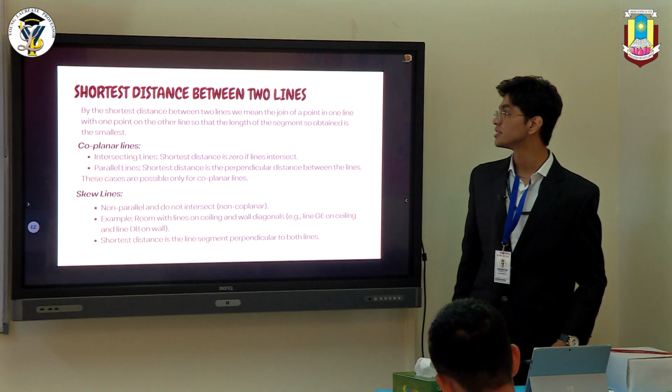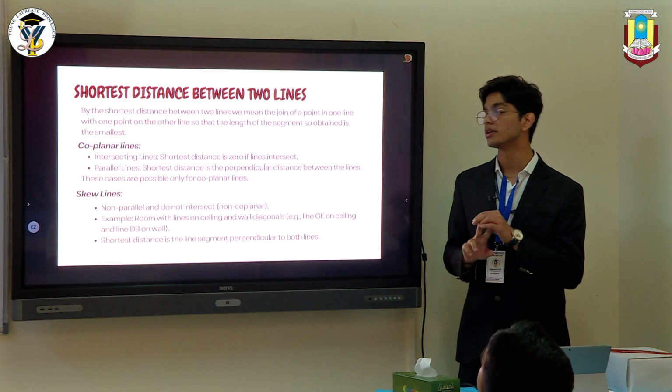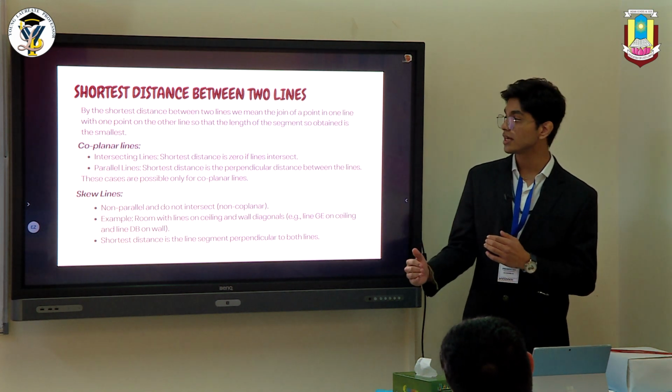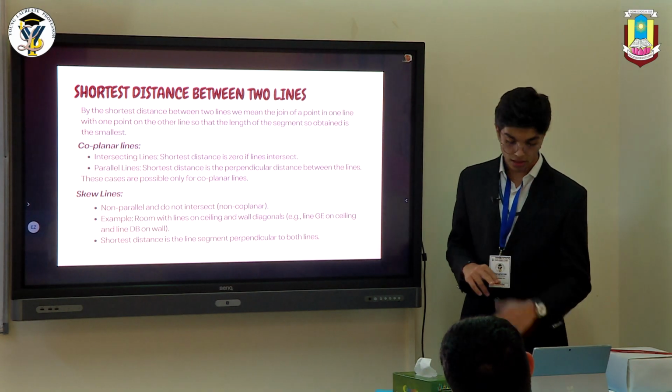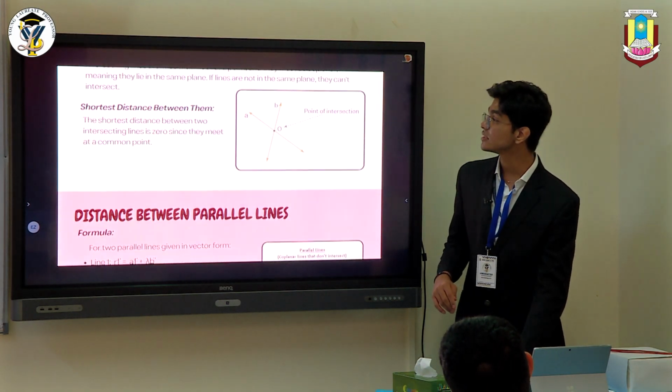Next we have shortest distance between two lines. There are two main cases over here: coplanar lines and non-coplanar lines. Coplanar lines are further divided into two sections, that are intersecting lines and parallel lines. So let's see that in a bit of detail. First we have shortest distance.